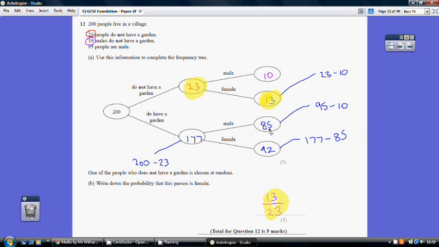Now, finally, if that's the number of males who do have a garden, then the number of females who do have a garden must be the 177, take away the 85, which is 92. Now, you've got to read this carefully, one of the people who does not have a garden is chosen at random. So we're choosing out of these 23 people who do not have a garden. So that is our denominator, that's the number on the bottom. Now, what is the probability that out of these 23 we choose a female? Well, that's 13 out of 23.